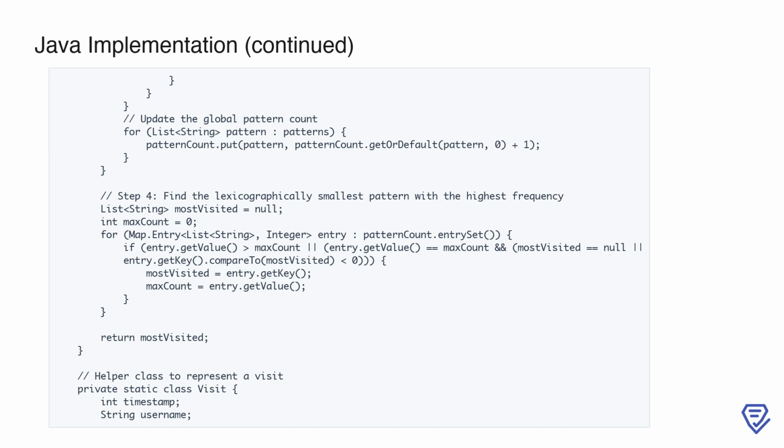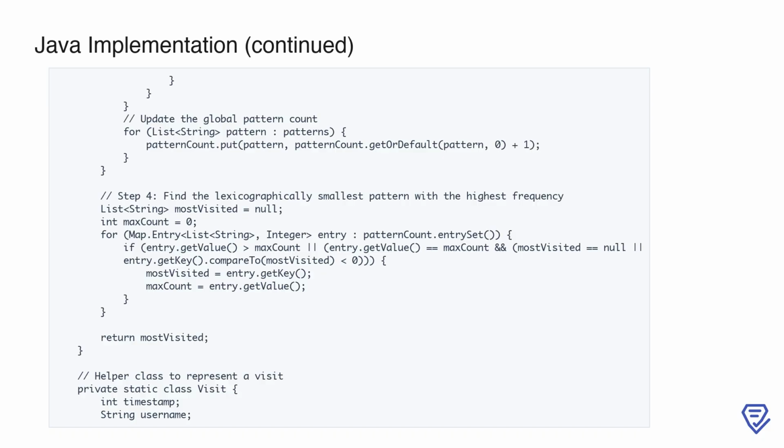For each entry, we check if its frequency is greater than the current maximum frequency. If it is, we update our most visited list to this pattern and set the maximum frequency accordingly. If 2 patterns have the same frequency, we compare them lexicographically and select the smaller one. This ensures that in the case of ties, we return the lexicographically smallest pattern. By the end of this step, we have the most visited 3 sequence pattern ready to return.